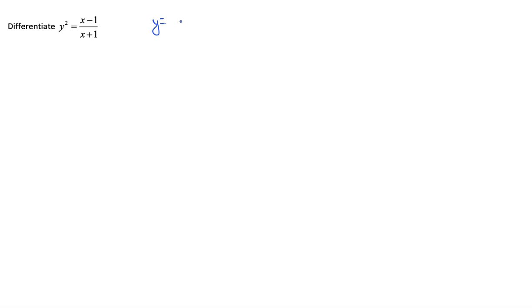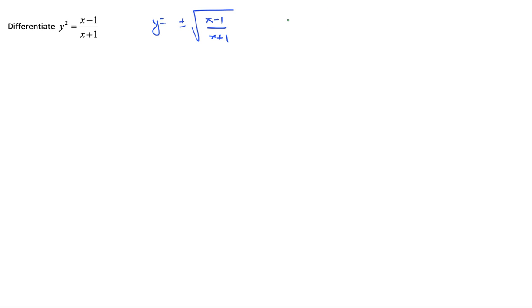So y would equal plus or minus the square root of x minus 1 over x plus 1, and then we don't want to take the derivative of that guy, right? So what can we do? Well, we can use what's known as implicit differentiation, right? We can take the derivative with respect to x of both sides.